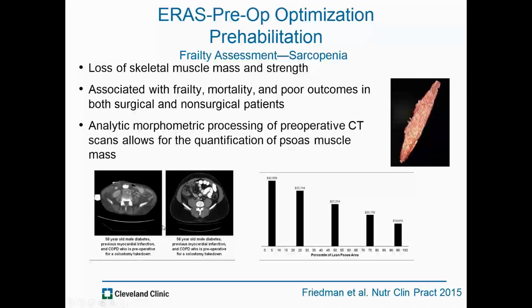However, one patient has a very attenuated psoas muscle, a sign of sarcopenia, whereas the other patient does not have any sarcopenia. And like I said, it's been shown that sarcopenia itself is a risk factor for perioperative outcomes.